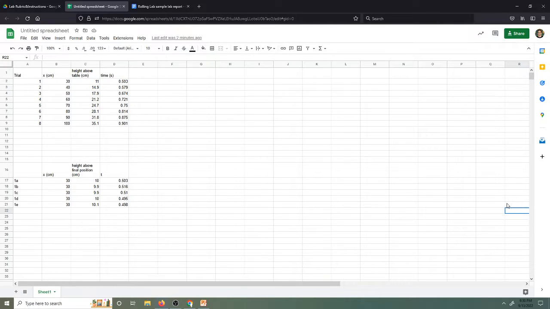Okay, so we're looking at some sample data that you would have from the first lab, the rolling lab. Sorry, I just had to make a little bit of a change there. So what we have is the 5 repeated trials. These are the trials we did over and over from the same height down here, and the 8 individual trials, the ones we did up here.